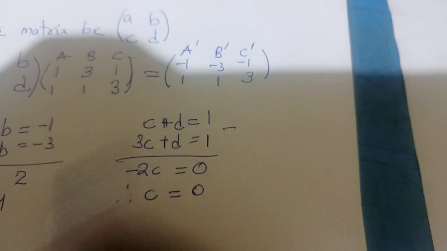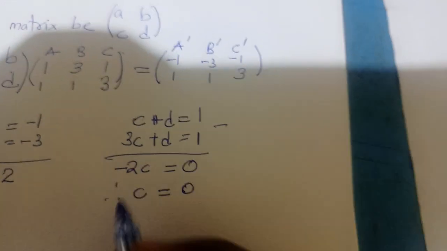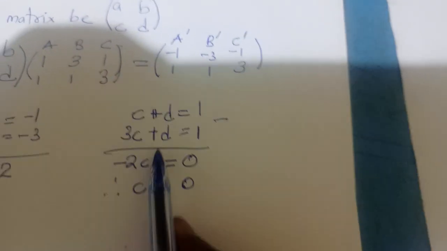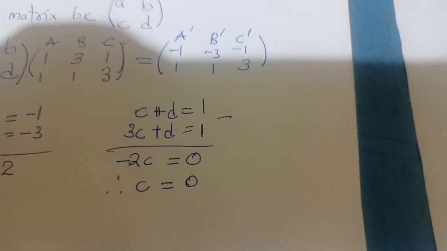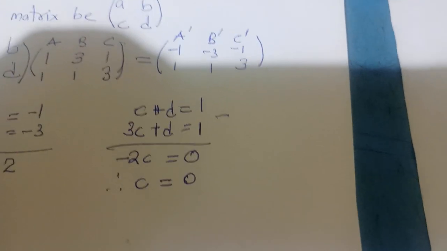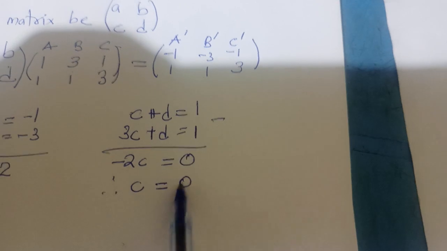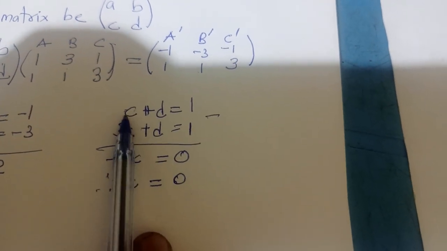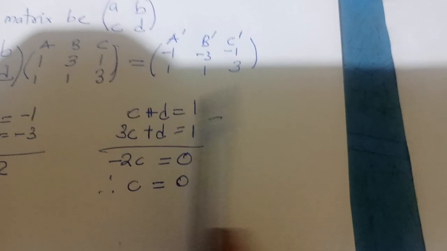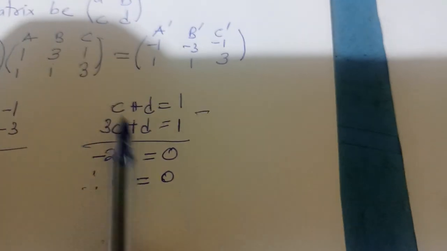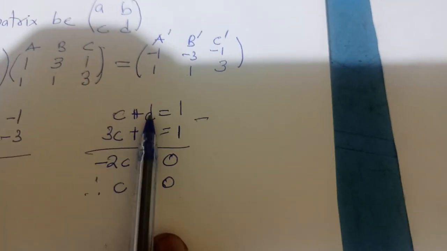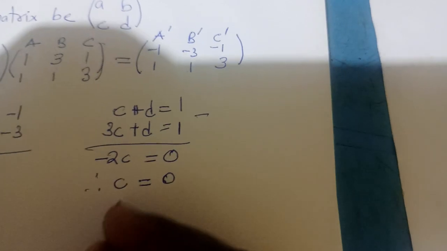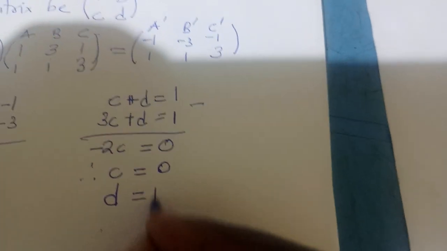Then we substitute to get the value of D. We substitute in either of these 2 equations, and we can take C plus D is equal to 1. Now our C is 0, so it means 0 plus D is equal to 1. That leaves us with D being equal to 1.